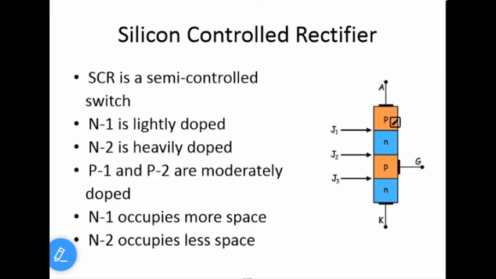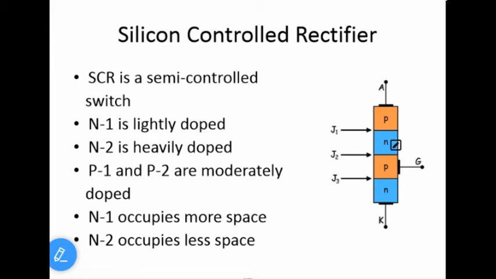Junction J1 is in between P1 and N1, J2 is in between N1 and P2, J3 is between P2 and N2. Now, to understand the switch, let us look into the doping levels. P1 and N1 are lightly doped, N2 is heavily doped. This occupies more space, while this occupies very less space. These two are moderately doped and they occupy moderate space.